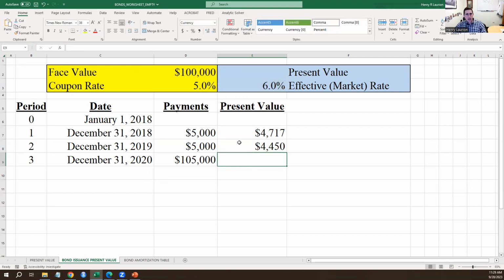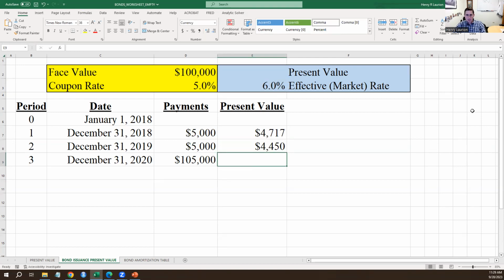And so what you're seeing, now let's compare these numbers. This 4,717, that's what $5,000 1 year from now is worth to me today at a 6% discount rate. The same $5,000, but 2 years away, is worth even less. It's only worth $4,450. That's because I would rather have $5,000 1 year from now than $5,000 2 years from now. That's why the present value of the first payment is higher than the present value of the second payment.